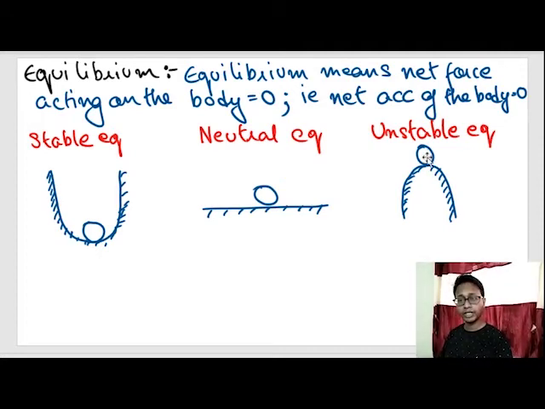The force out here is equal to 0. If we push the ball towards the left, what happens? The ball falls off. If you push the ball towards the right, even then the ball falls off. So what is happening out here? When you just displace or disturb it, the ball moves away from its initial position. This kind of equilibrium is called unstable equilibrium.